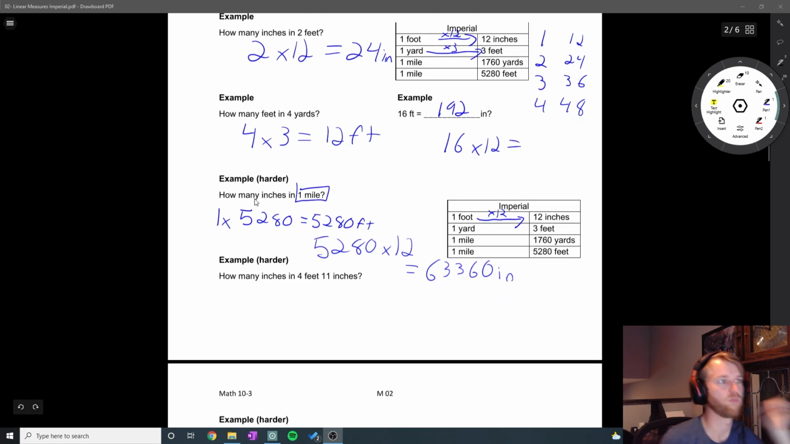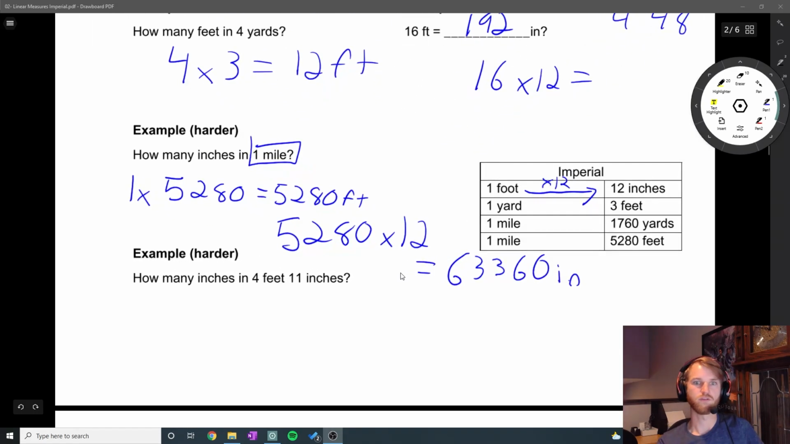So what makes that one harder is just that you have to do 2 steps. So the next example is harder for a different reason. So the next example says how many inches are in 4 feet and 11 inches. Okay, so think of this as again, it's like a 2-step problem where it's kind of giving us 2 measurements that are being added together here. Okay, 4 feet and also 11 inches together.